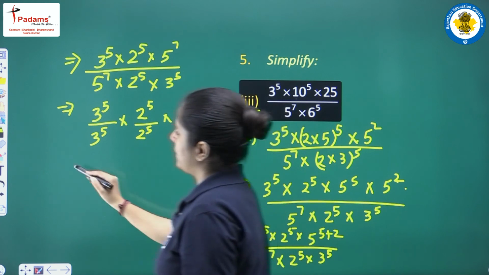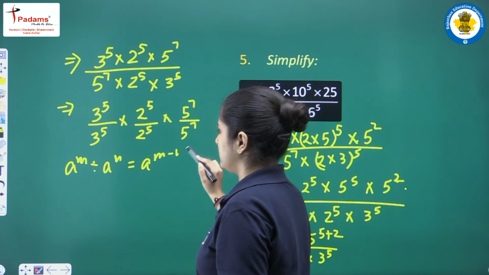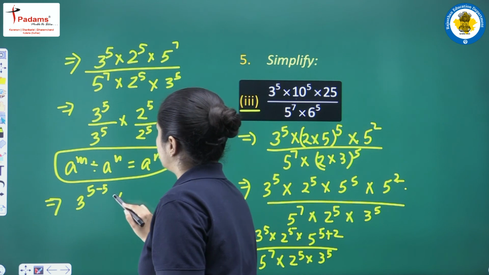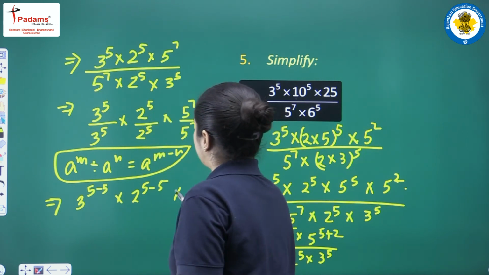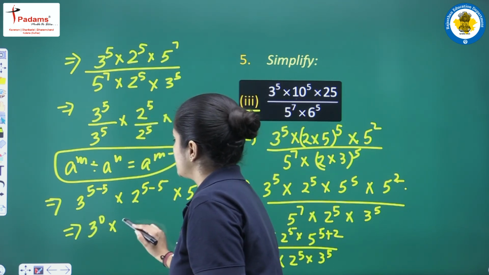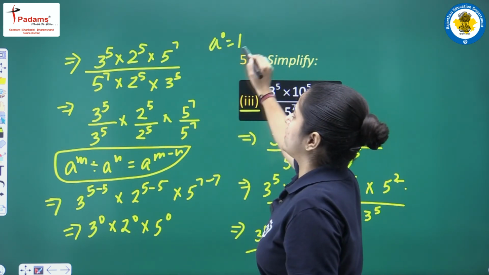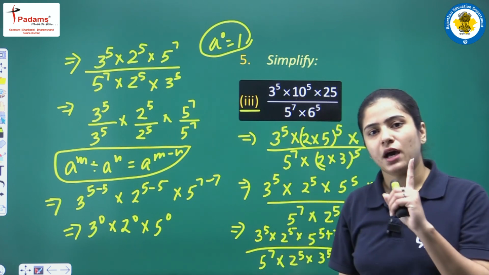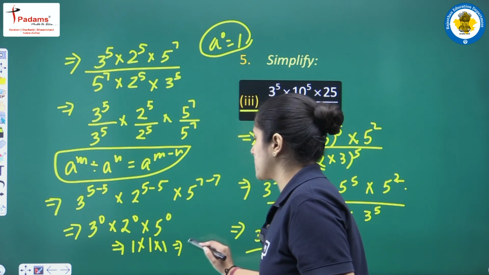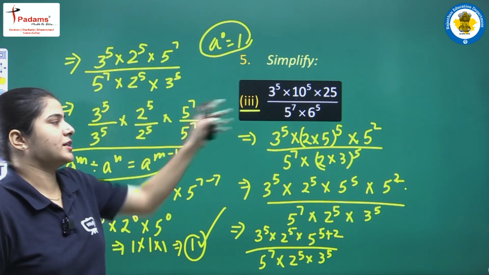ठीक है. अब when we have the same base but division is there, then the powers are subtracted. ये भी एक लॉ है. तो this is, students, 3 raised to power 5 minus 5, 2 raised to power 5 minus 5, 5 raised to power 7 minus 7. So this is, students, 3 raised to power 0 into 2 raised to power 0 into 5 raised to power 0. a's power 0 is equal to 1. किसी भी चीज का जब पावर 0 होता है तो उसका वैल्यू क्या आता है? हमेशा 1 आता है. So students, this is 1 into 1 into 1. That is equal to 1, and this is your answer. And this question is completed. The question number 5's third part.